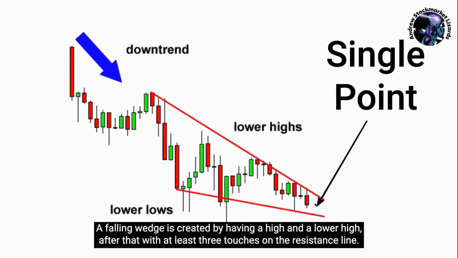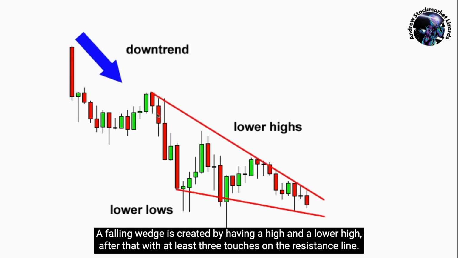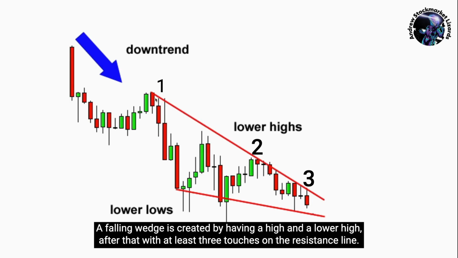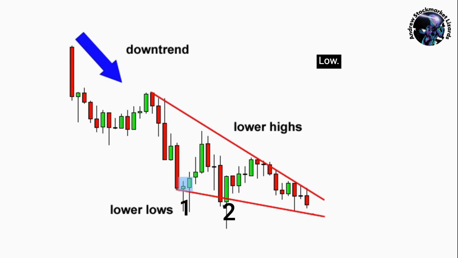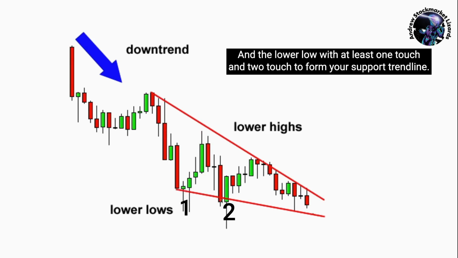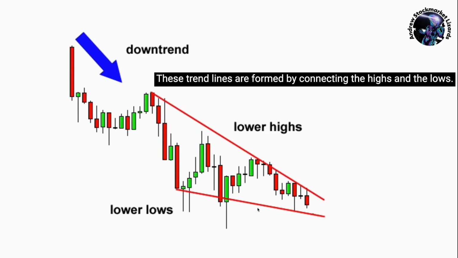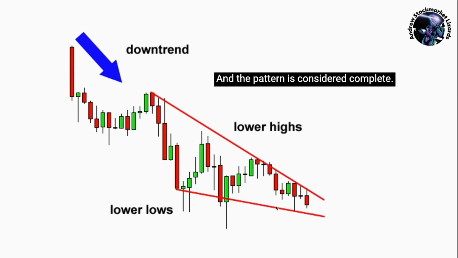A falling wedge is created by having a high and a lower high after that, with at least 3 touches on the resistance line. And then you have to form a support line, and that's created by having a low and a lower low with at least 1 touch and 2 touch to form your support trend line. These trend lines are formed by connecting the highs and the lows, and the pattern is considered complete when the price breaks above the upper trend line.